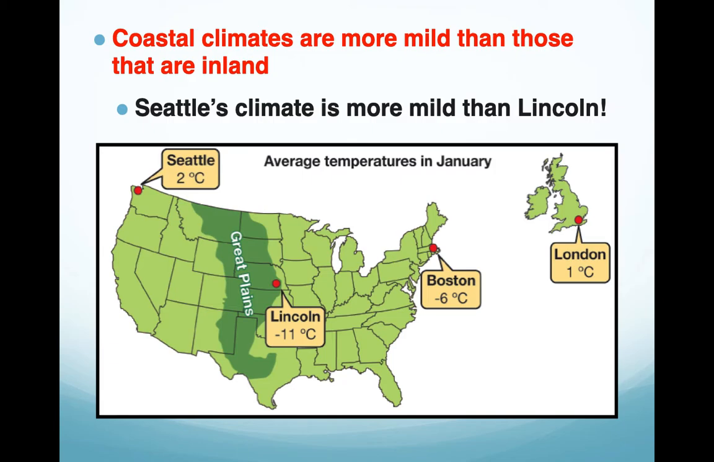Even though it's more north, if you look at the average temperature in January, it's only 2 degrees Celsius, whereas in Lincoln, it's minus 11. It's inland. Remember that land heats up and cools off really, really quickly. So the temperature swings are going to be much greater in the middle part of the country.